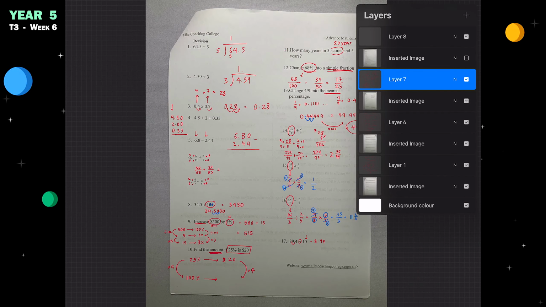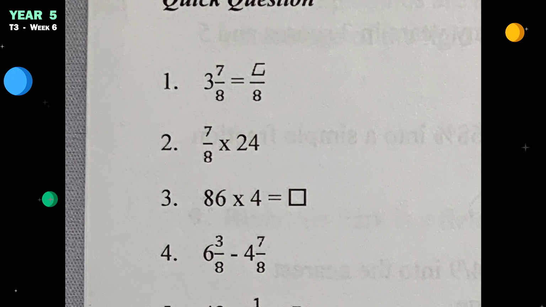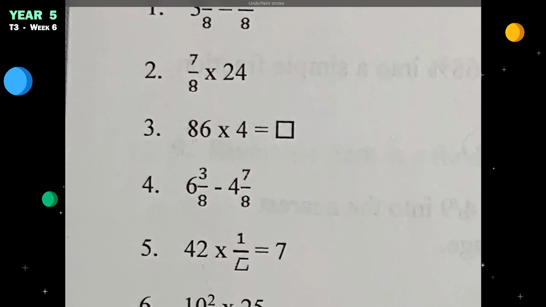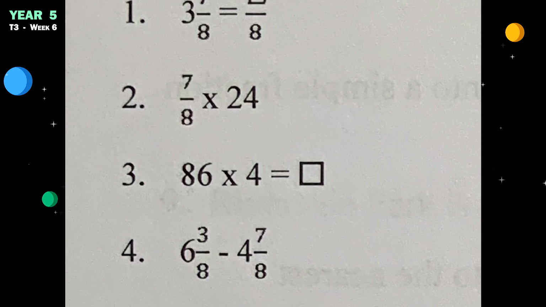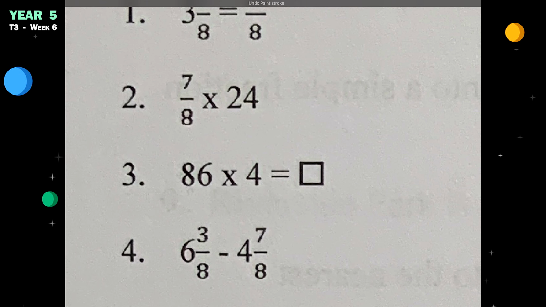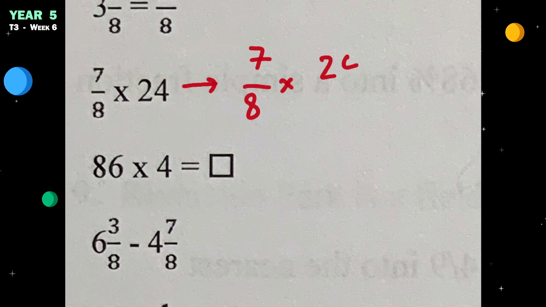Alright, next page. Last page. Alright, quick question. Now what we do is they want you to turn this one into an improper fraction. What's the top number? I think you can work it out. Next one is they want to multiply this fraction with this whole number. Now since that's a whole number, what we can do is write it like this. 7 over 8 times 24, but 24 is a whole number, so it must be over 1.